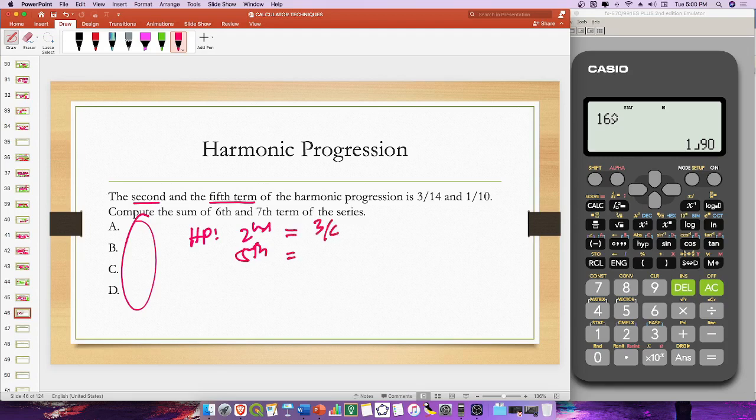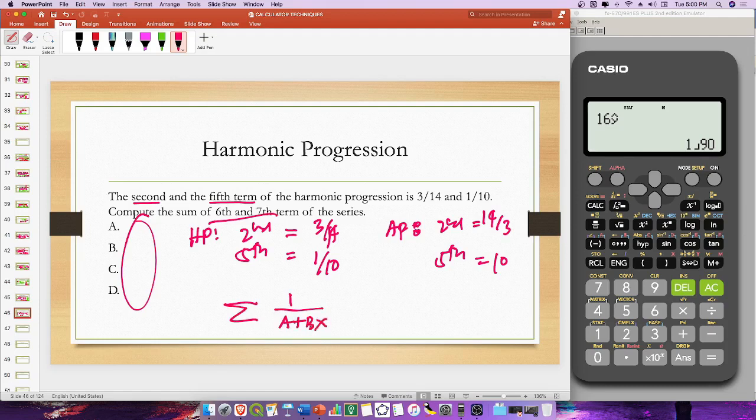That is equivalent to 3 over 14 and 1 over 10. So if we convert that to arithmetic progression, the second term will be 14 over 3, and then the fifth term will be 10. This is in arithmetic progression. And we will compute the sum of the 6th and 7th terms. Take note, sum of 6th and 7th terms. So you can write that as 1 over a plus bx. Where x equals 5, take note, 6th and 7th term. So that is 0, 1, 2, 3, 4, 5 is the 6th term, 6 is the 7th term.